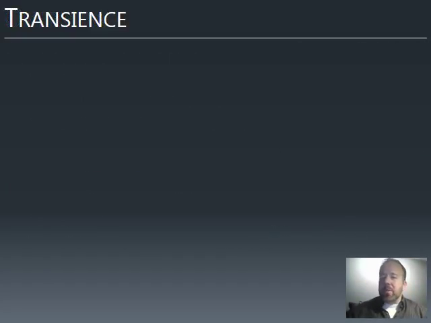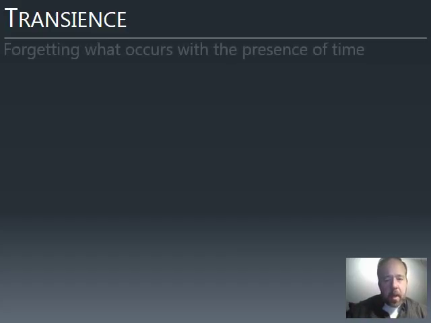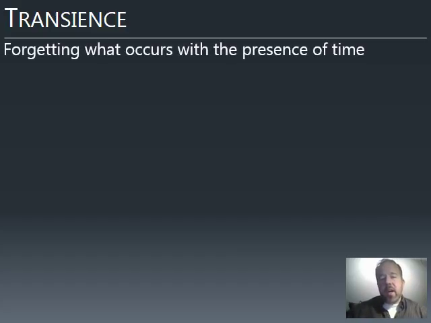So the first so-called sin, as your book calls it, is what is called transience. And what transience is something that happens to all of us. We forget what has happened to us. We forget past events. And the more that time goes on, the more we tend to forget. So this is a failure in storage. This information was stored at one point, and then suddenly it is no longer stored.